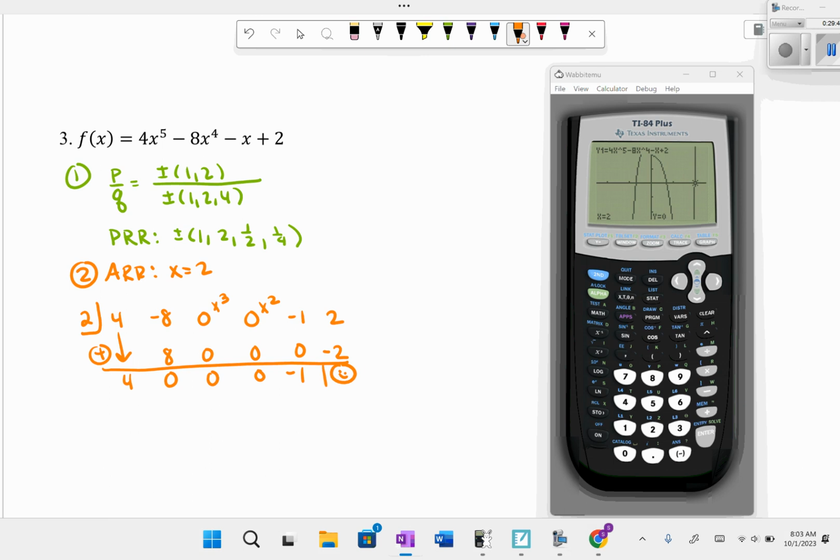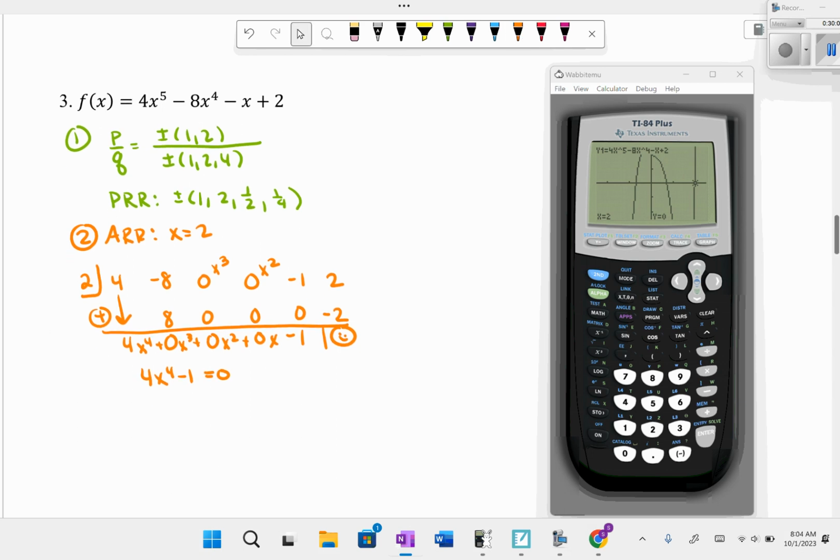All right, so this is a polynomial degree 5, so that means this is degree 4. So this would be 4x to the 4th plus 0x cubed plus 0x squared plus 0x minus 1. So we don't need the 0, so we have 4x to the 4th minus 1 equals 0. And so for this one, we can solve this by the difference of 2 squares. So we need to factor this. So this would be 2x squared minus 1 or plus 1, doesn't matter what order you do this in, and 2x squared minus 1 equals 0.